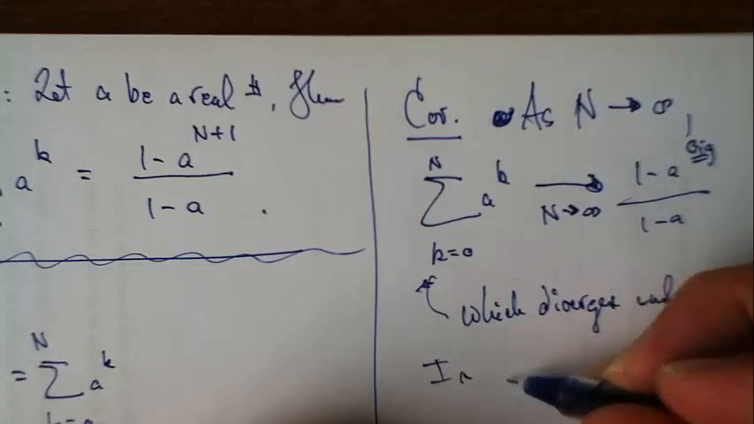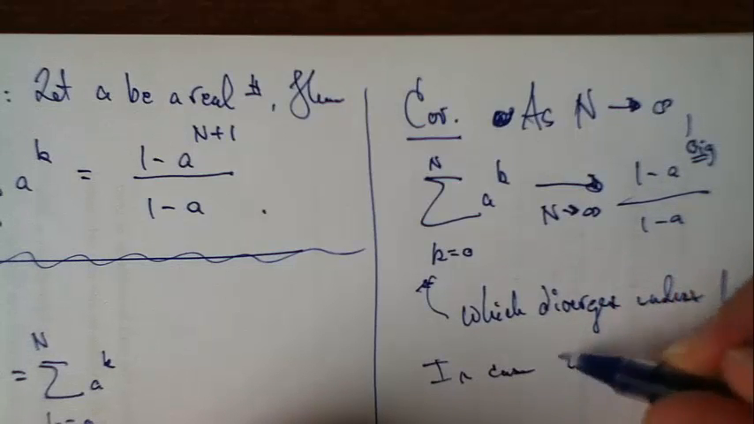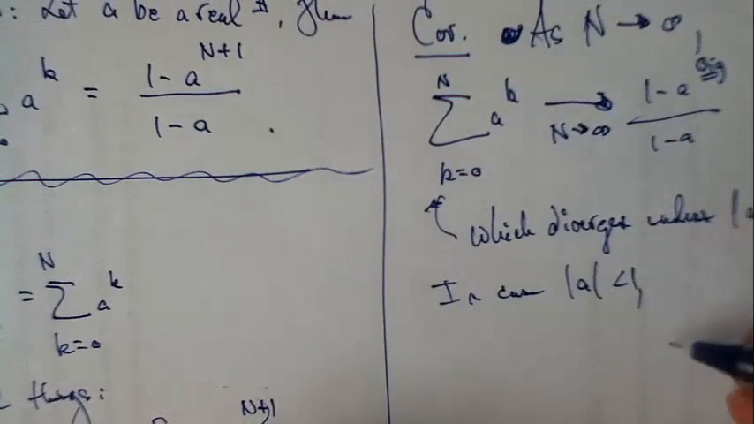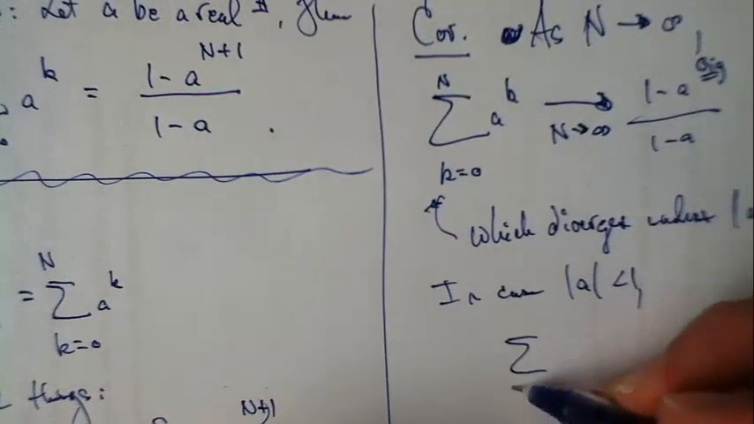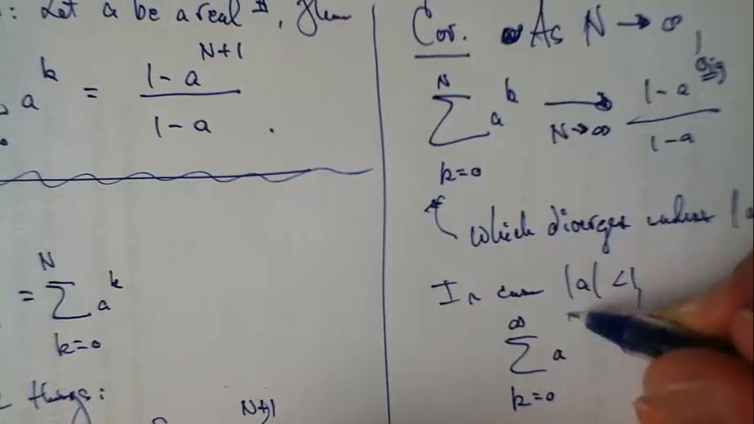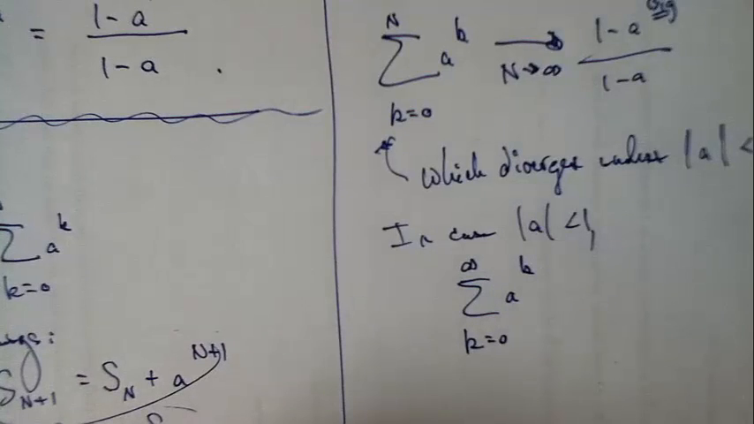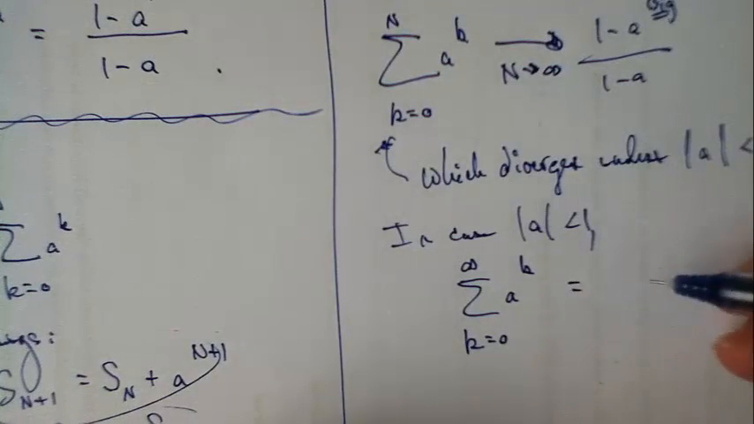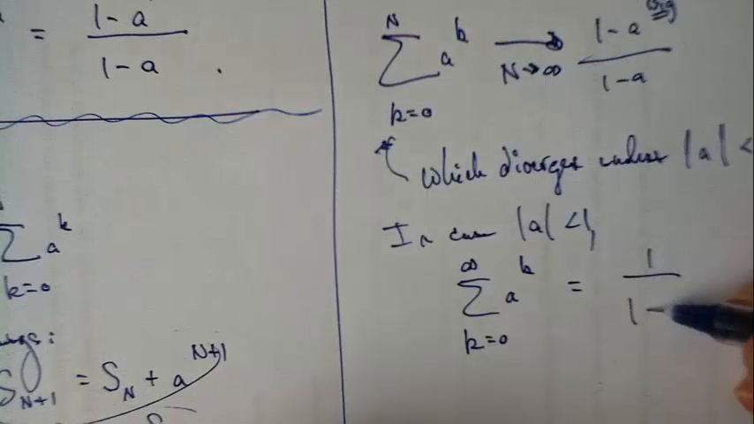In this case, note that if the absolute value of a is less than 1, this sum is just going to be 1 over 1 minus a.